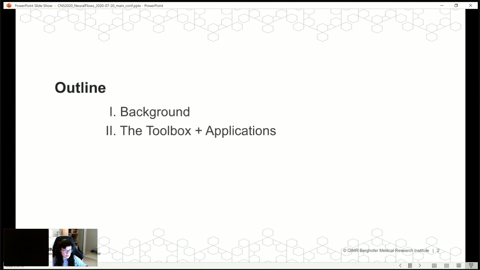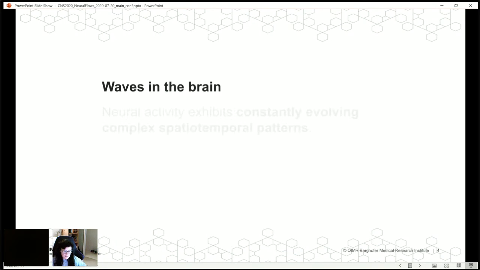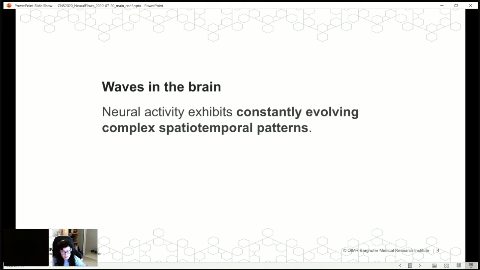So this talk is going to be very simple. It's split in two sections: background, and then an overview of the toolbox with some of the applications and preliminary results that I have. So, background: waves in the brain. We know, and now there is a lot of evidence, that neural activity exhibits constantly evolving, very complex spatial temporal patterns.